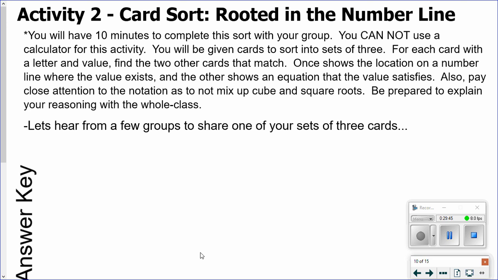Be prepared to explain your reasoning for your sort with the whole class. So at this time, go ahead, close down your Chromebooks, and raise your hand, and Mrs. McNulty will be over to pass out the cards for the sort and to further explain things if needed.